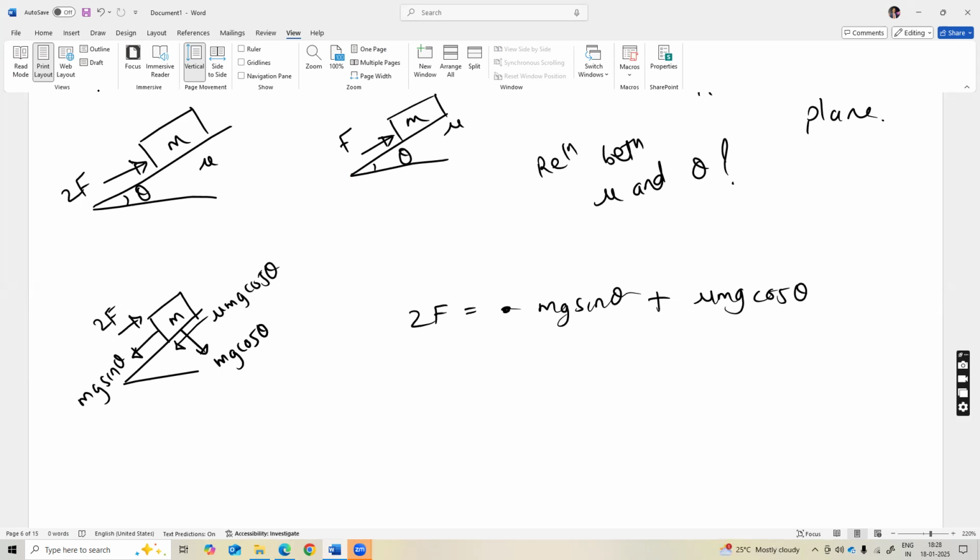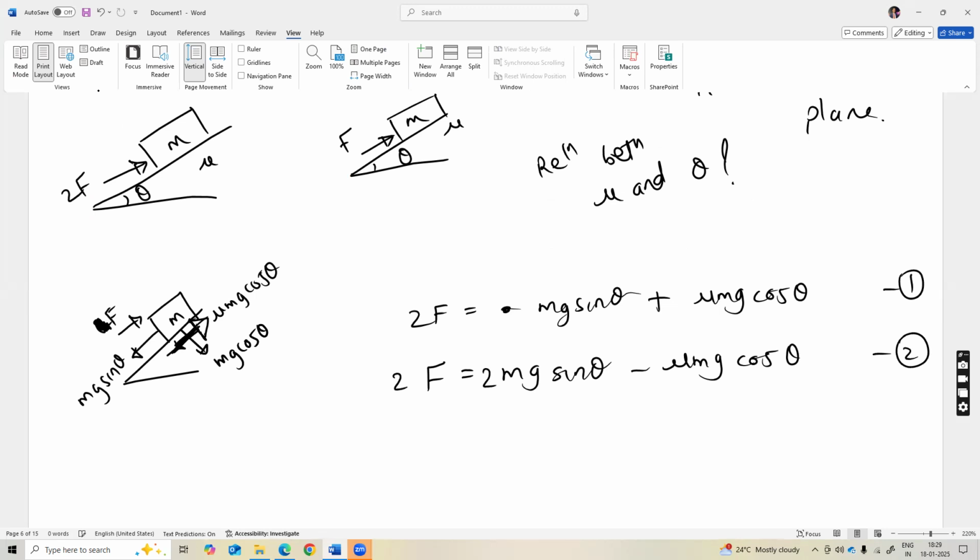In the second case, everything will be the same. You have applied force F upward, but this object is about to move downwards. Therefore the direction of friction will be upward. In this case, F will be equal to mg sin theta minus mu mg cos theta. Let's say this is equation number 1 and this is equation number 2. If you multiply equation number 2 with 2, it will become 2F equal to 2mg sin theta minus 2 mu mg cos theta.